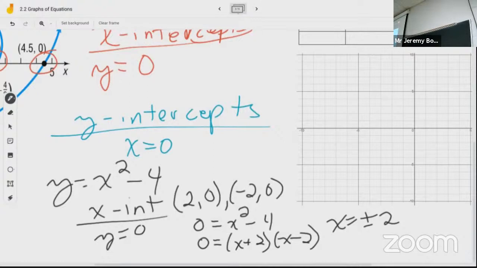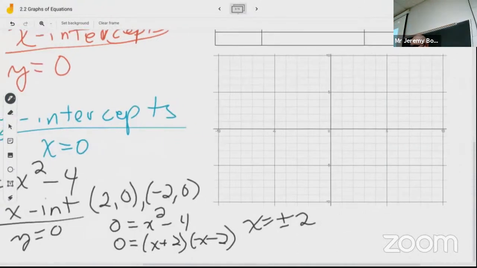Any questions on that? Sometimes when they're asking you for intercepts, they'll only ask for the x value because they know what the y value is, right? So be careful in the homework. They may say answer as an ordered pair. In that case, put the whole coordinate. If they just have x is equal to, just put the value.